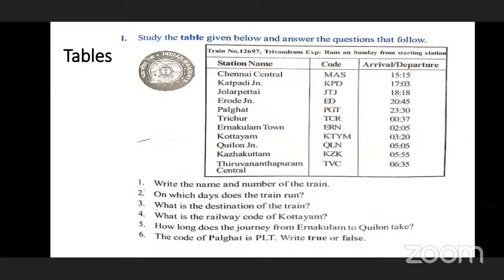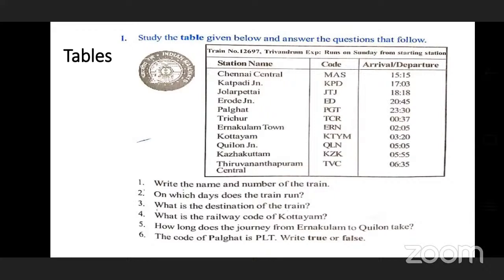So station name, code, arrival, departure, arrival or departure. Station name. There are several stations, around 12 or 15 stations were given. So code of each station and arrival or departure time in that particular station is given here.